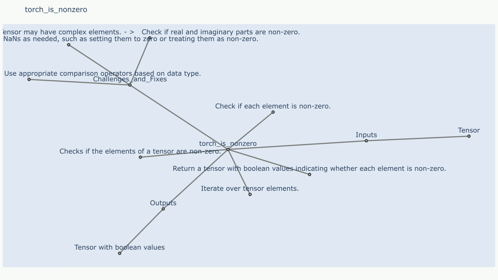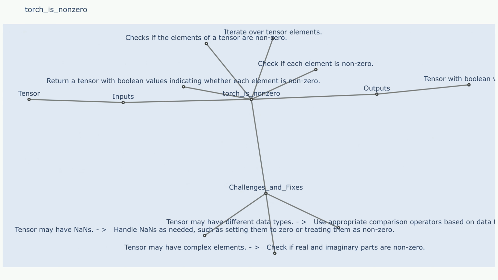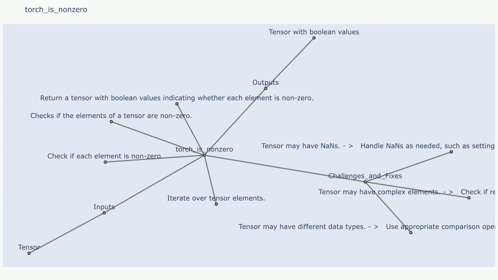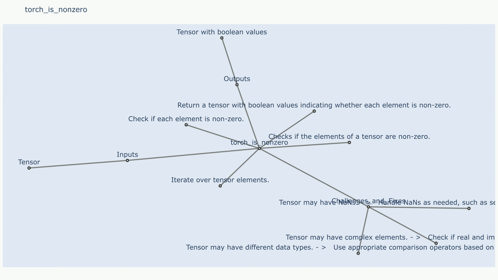Challenge 2: The function does not handle complex numbers. Sample use case that resulted in challenge 2: If the input tensor contains complex numbers, the function will only check the real part of the number. Fixes to challenge 2: Implement the check for complex numbers and handle them accordingly. For example, you could check the absolute value of the complex number and set the output element to true if the absolute value is not equal to 0.